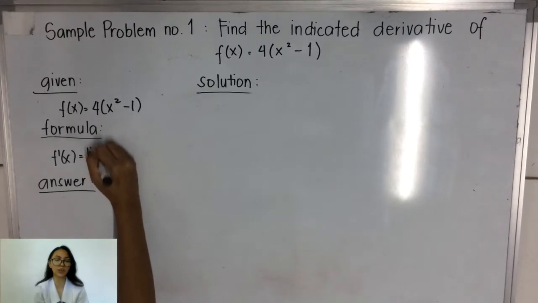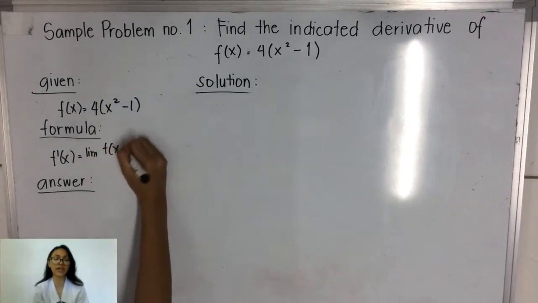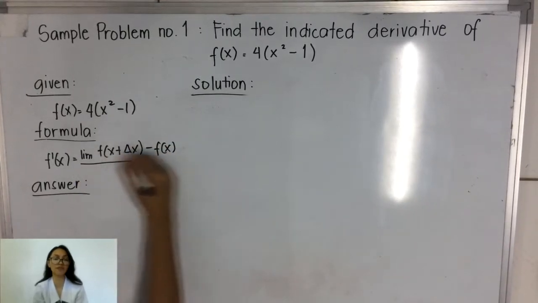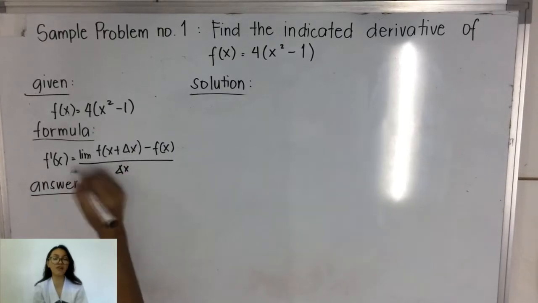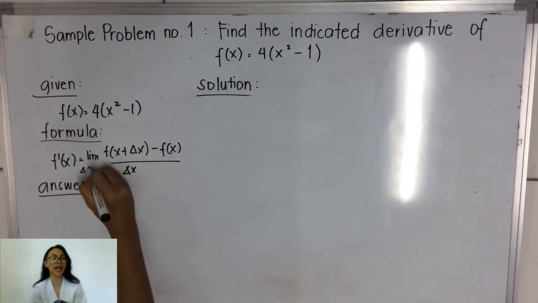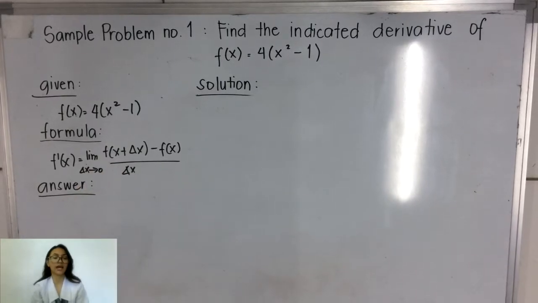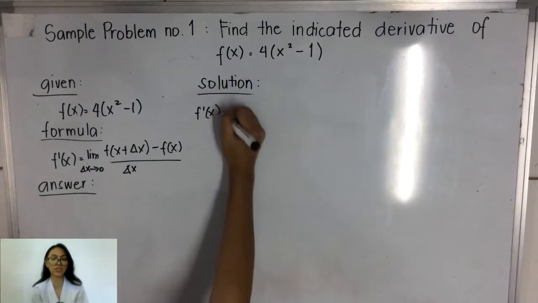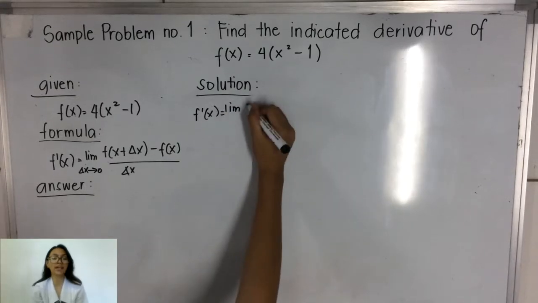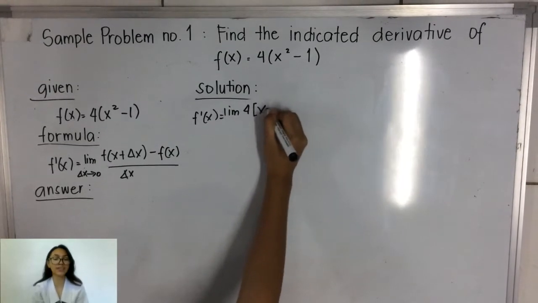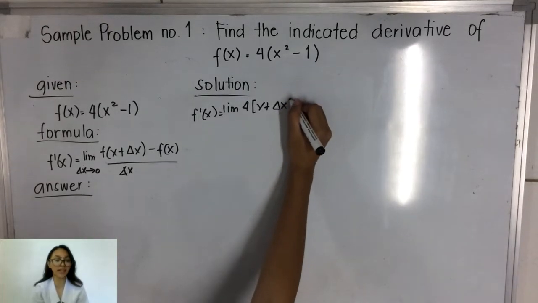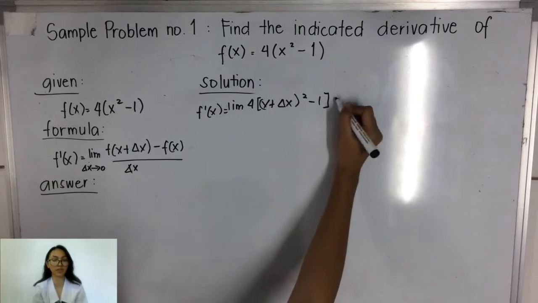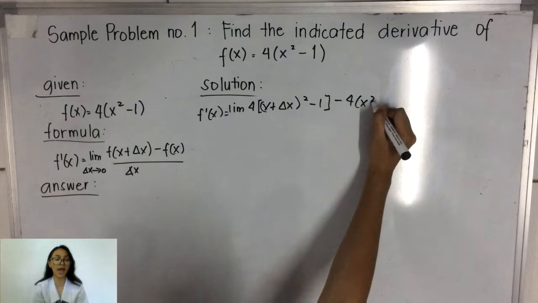The first thing that we want to do right away is to write the formula, which is f prime of x is equal to the limit of f of x plus delta x minus f of x over delta x as delta x approaches 0. Now that we have our formula, the next thing to do is to substitute the equation into the formula. The f of x plus delta x will be substituted with 4 times x squared minus 1, and then 4 times x squared minus 1 will be substituted to this f of x.